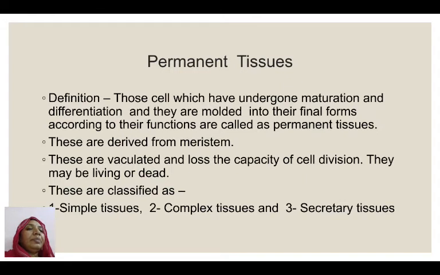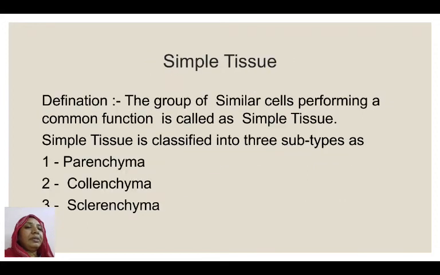The permanent tissue can be defined as those cells which have undergone maturation and differentiation. These cells are molded to their final forms according to their functions, and are called permanent tissues. These are derived from the meristematic cells. They are vacuolated and have lost the capacity of cell division. These cells may be living or dead. The permanent tissues are classified as simple tissues, complex tissues and secretory tissues.